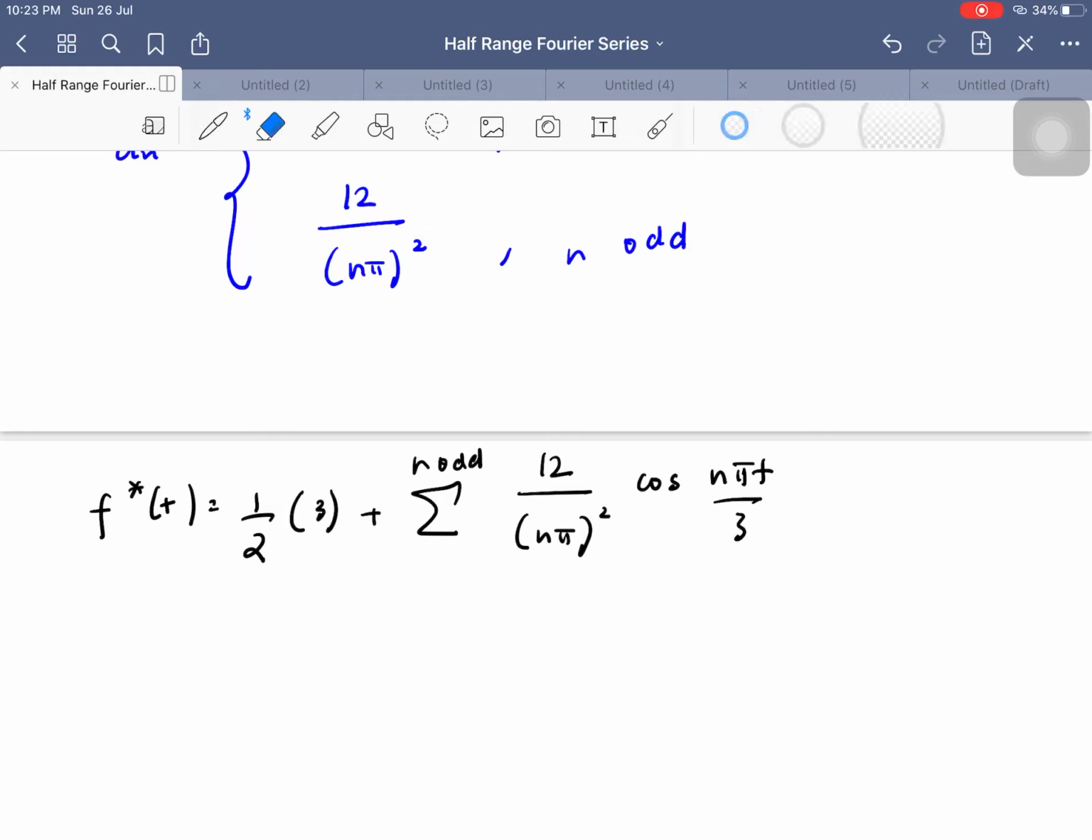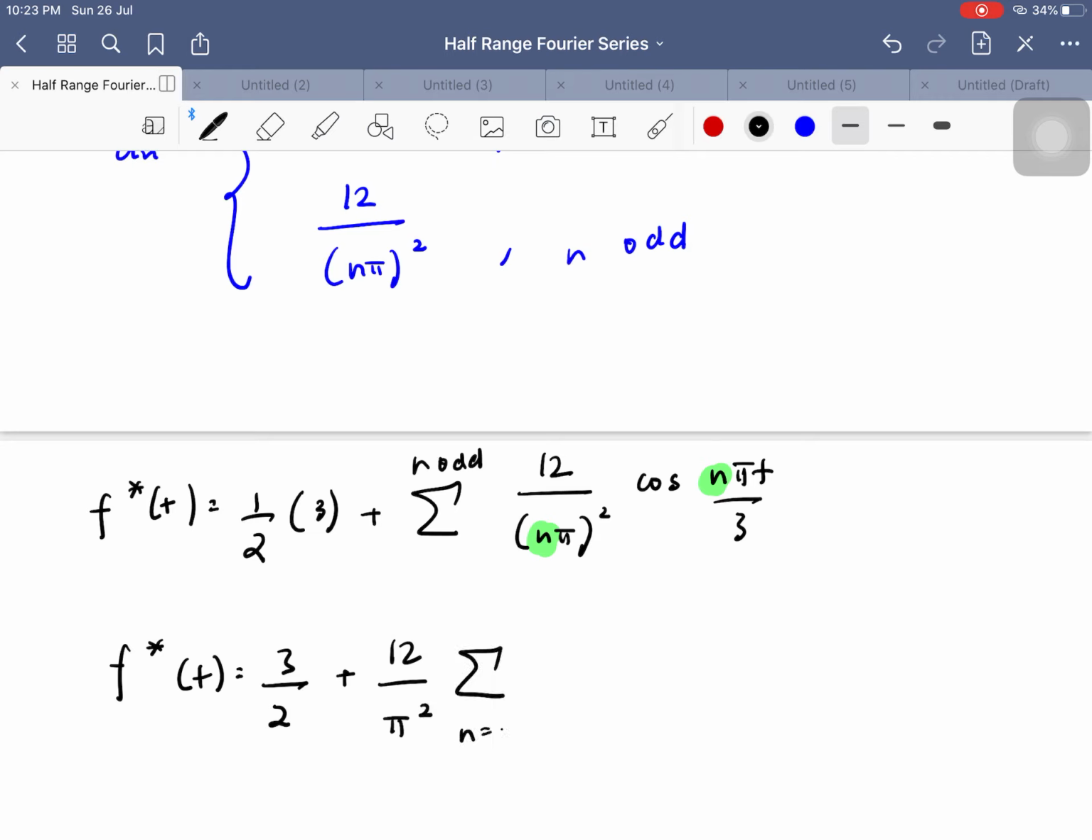Alright, so now because this is going to be the case of odd, whenever that is n, I'm going to change that to 2n minus 1. So therefore here, my Fourier series, the end product is going to be 3 over 2, plus a series. Whatever is not related, I'm going to put that out first, or you can actually pull it inside, that's fine as well, but I'm not familiar with that. I'm going to write this as 12 over pi square, sum from n equal 1 to infinity. So here I'll end up with a cos of 2n minus 1 pi t over 3.